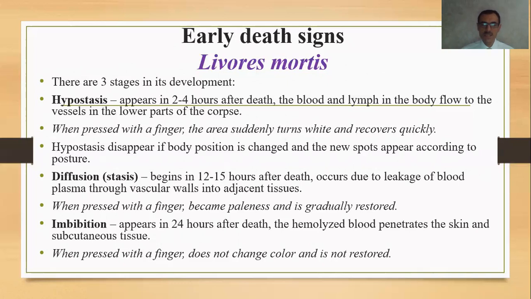The second stage is diffusion, or stasis, which begins in 12 to 15 hours after death and occurs due to leakage of blood plasma through vascular walls into adjacent tissues. When pressed with a finger, it becomes pale and is gradually restored. The final stage is imbibition, which appears 24 hours after death. The hemolyzed blood penetrates the skin and subcutaneous tissue. When pressed with a finger, it doesn't change color and isn't restored.